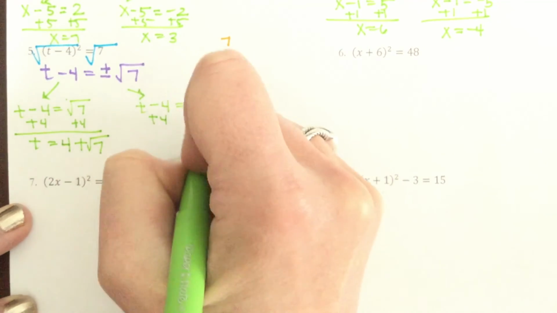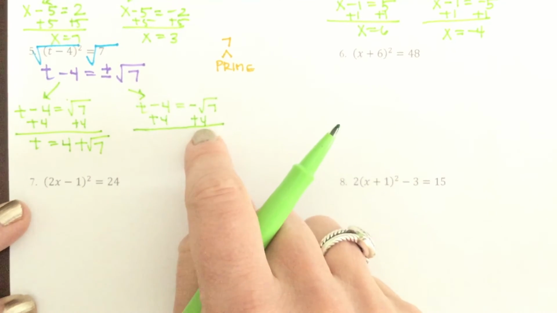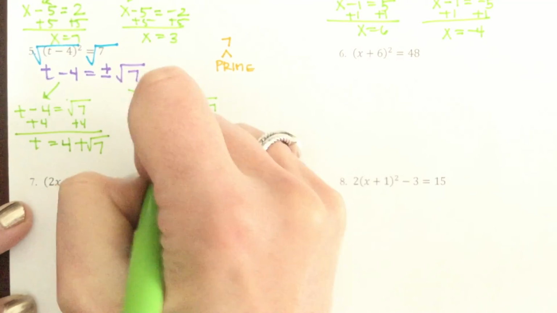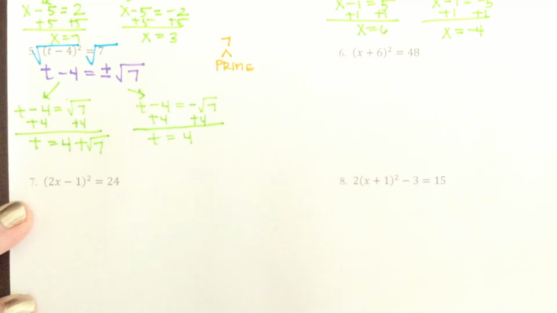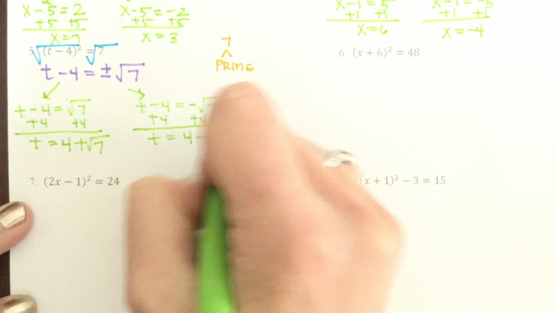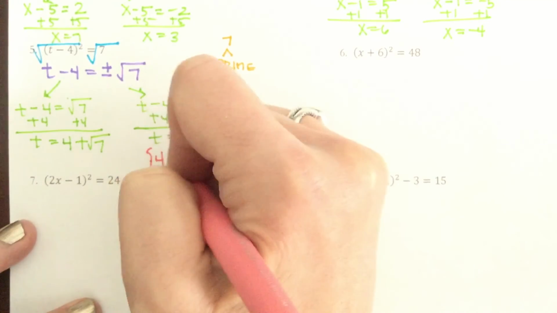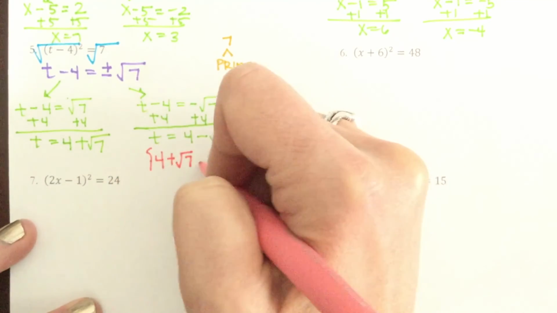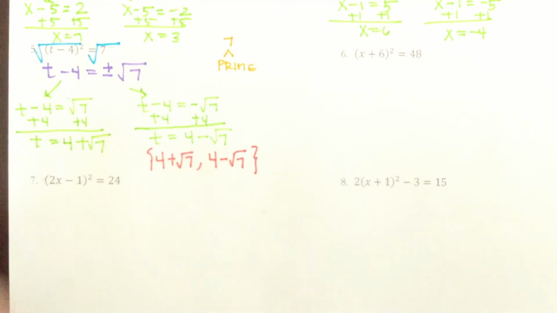Adding 4 over here, again, I cannot combine something that has a radical with something that does not. So t is equal to, again, we typically write the whole number part first, followed by the radical. So this was a minus or negative square root of 7. So we do, in fact, have two solutions here. One of our solutions is 4 plus the square root of 7, and one of our solutions is 4 minus the square root of 7.